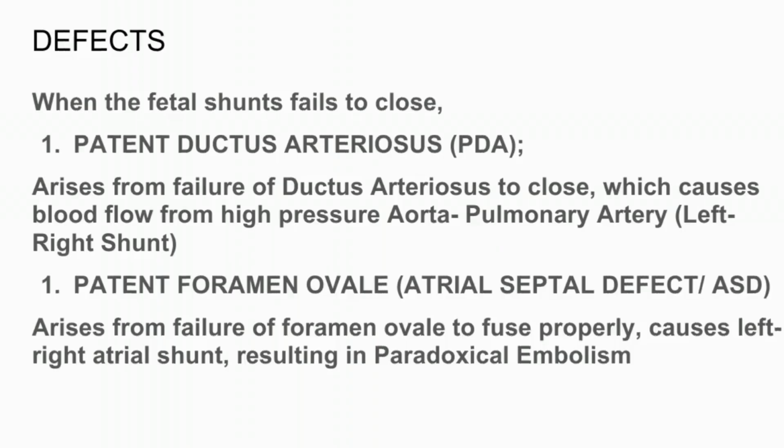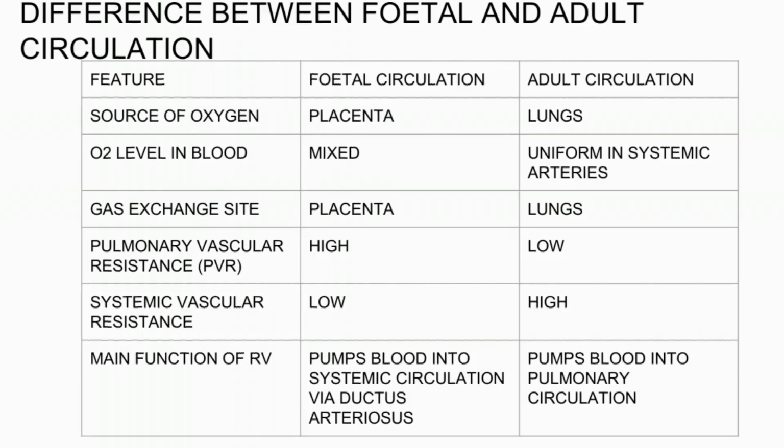There are some defects that occur when these shunts fail to close, such as patent ductus arteriosus, which arises from the failure of the ductus arteriosus to close, which causes blood flow from the high pressure aorta to the pulmonary artery, causing a left to right shunt. And then secondly, you have patent foramen ovale, known as atrial septal defect, which arises from failure of the foramen ovale to fuse properly, causes a left to right atrial shunt, and results in paradoxical embolism.